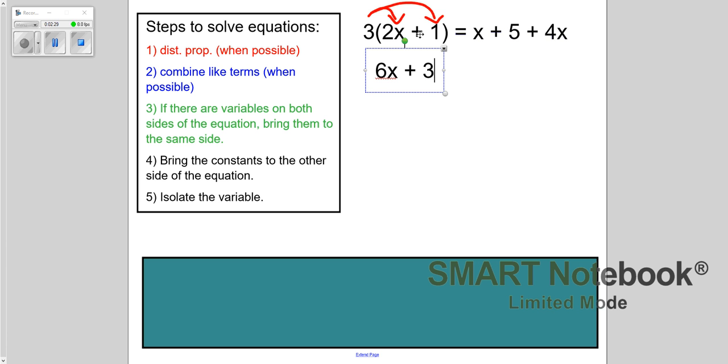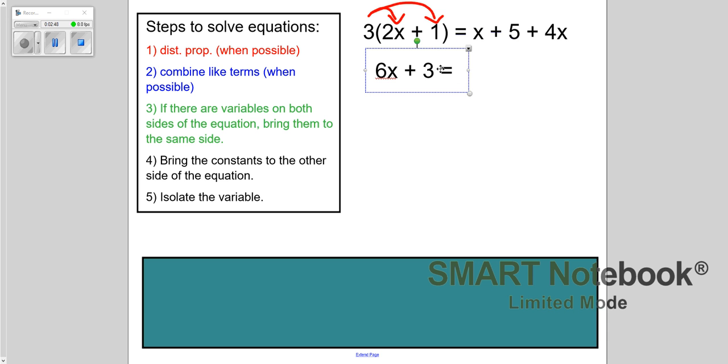If this was a negative 3 and this was minus 1, then you have to think about what a negative times a negative is. Never write this plus sign, the one that's inside the parentheses. Don't write it until you do the multiplication. Then if it comes out positive, put plus, and if it comes out negative, put minus.